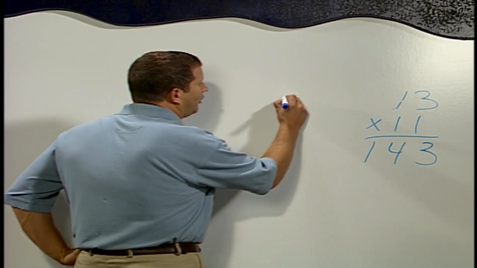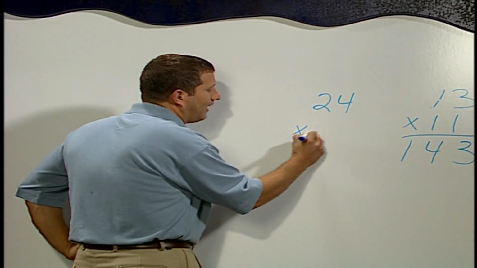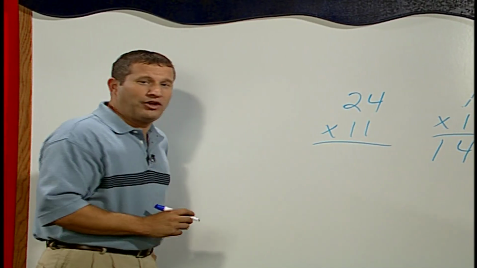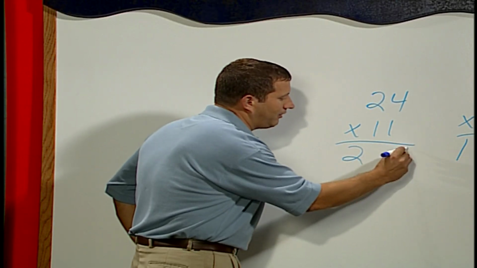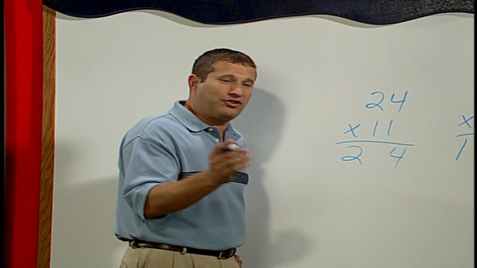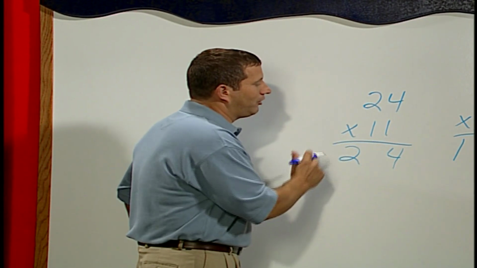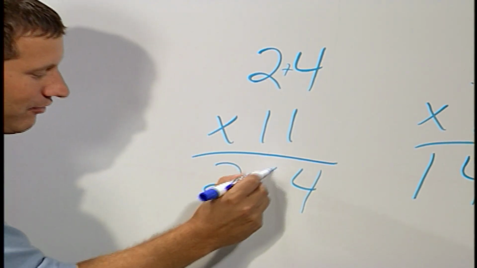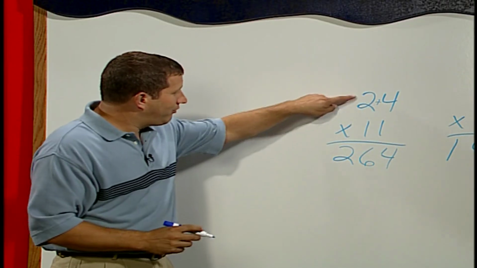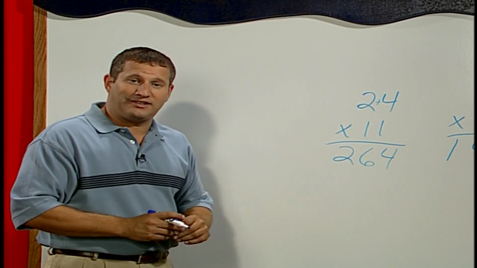Let's try this. What's 24 times 11? The first step is to just bring the numbers down. 2 here and 4 here. And then what do we do? Just add those numbers together. What's 2 and 4? I'll put a little plus here. You should get 6, and that means 24 times 11 is 264.